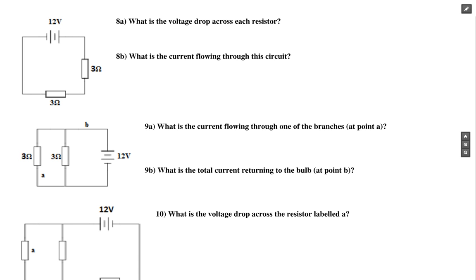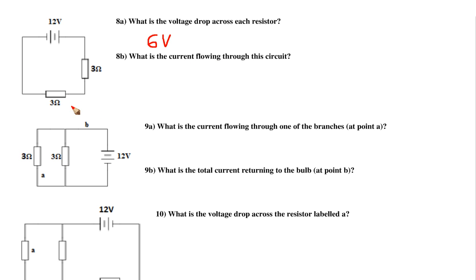So what does that mean? Without doing any fancy calculations, essentially what we're going to say here, the voltage drop, because those resistors are identical, we'll have 6 volts lost across each one. The electrons pick up 12 volts, they lose 6 across here, they lose another 6 across here, they come around and they pick up another 12 volts. What is the current flowing through the circuit?